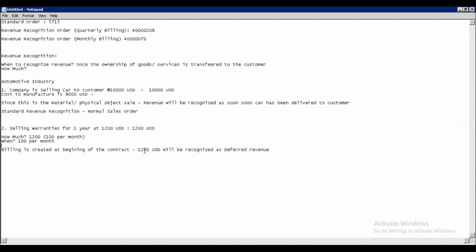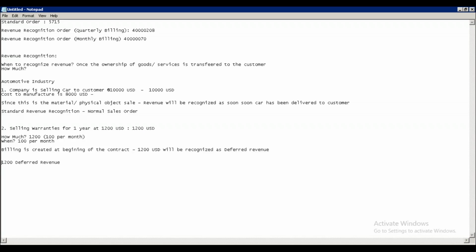Okay, so going to the same example. Billing is created at the beginning of the contract. 1200 USD will be recognized as the deferred revenue. I'll tell you how exactly this works. Now this means that at the beginning of the period or at the beginning of the contract, you will be booking 1200 as the deferred revenue.